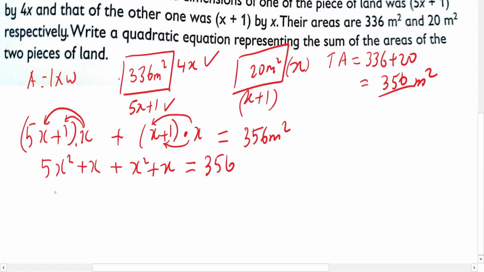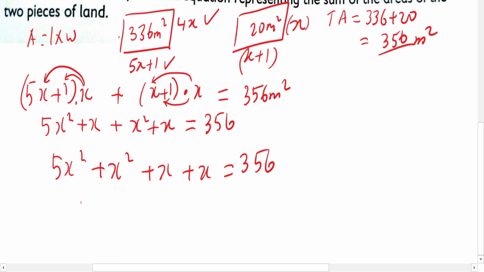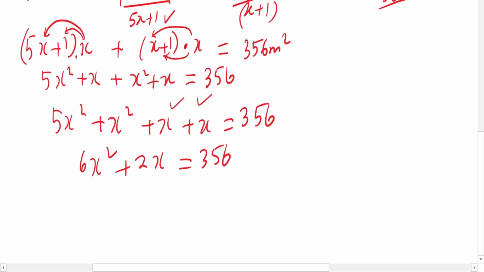Now collect the like terms. You have 5x squared plus x squared plus x plus another x, which is equal to 356. 5x squared plus x squared gives you 6x squared, and collecting the x's gives you 2x. Now bring the 356 to the other side, so it's 6x squared plus 2x minus 356 equal to 0.